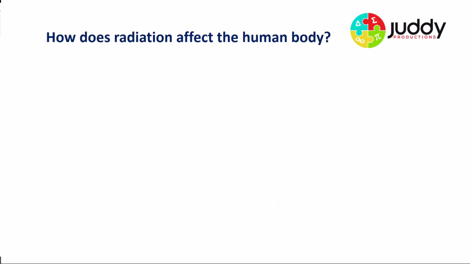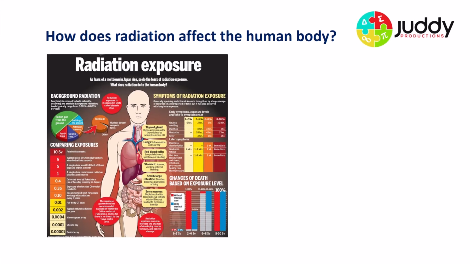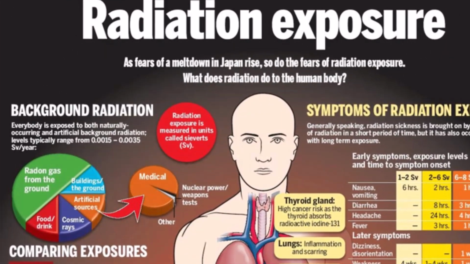First of all, let's have a look at how radiation affects the human body. This is an amazing picture, this one. It presents the complexity of calculating the impact of radiation upon the human body. First of all, we can see background radiation is something to consider. The fact that we are exposed to ionizing radiation all the time, and it comes from a range of different sources, as you can see.